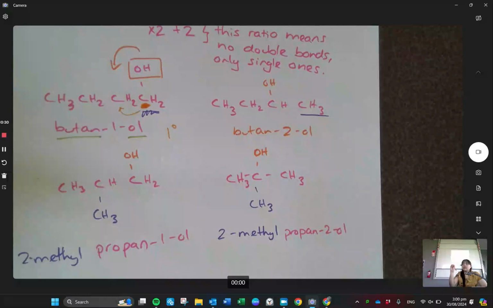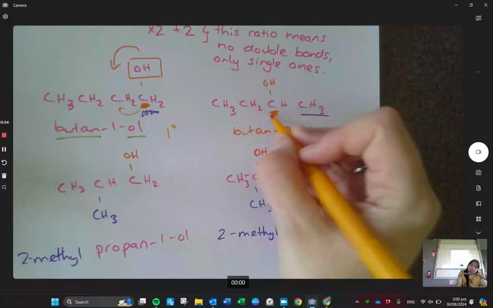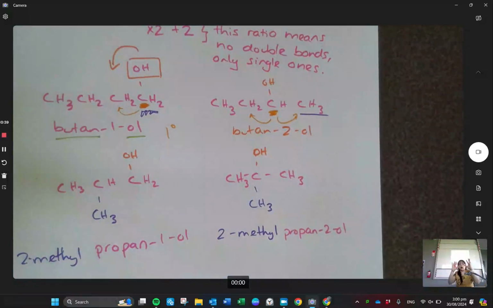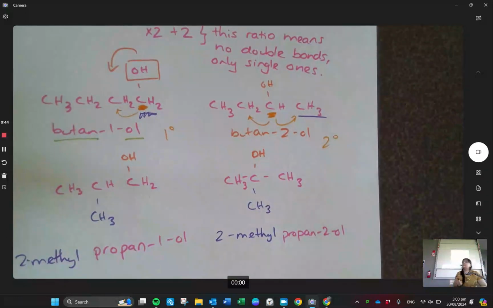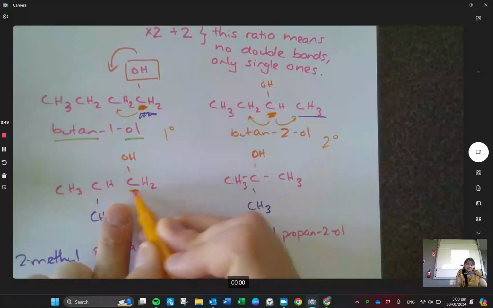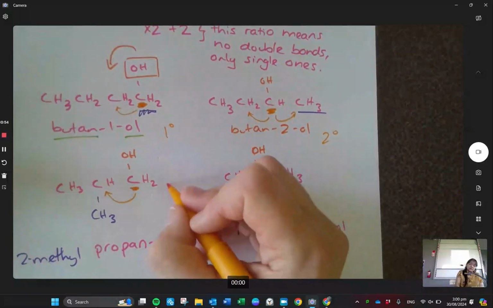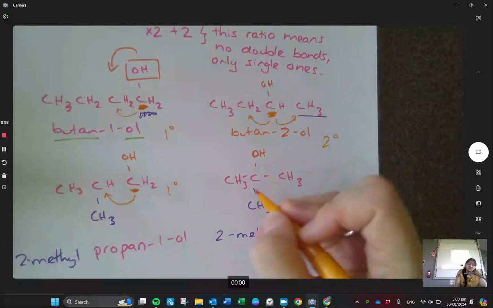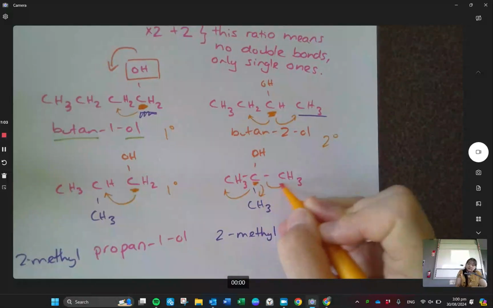Let me show you the others, and then we can backtrack. This alcohol over here, I check the carbon that it's attached to, and I check to see how many carbons are attached to that carbon. That's 2, so that's a secondary. This one over here, this alcohol is attached to that carbon. Go over, see how many carbons it's attached to. It's only attached to 1, so this one's also a primary. And then this guy over here, that's my alcohol, that's my carbon. 1, 2, 3, tertiary.